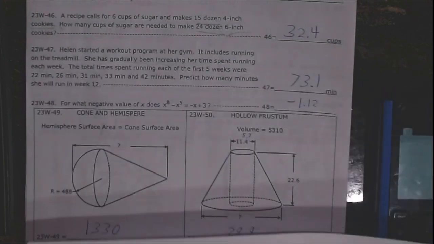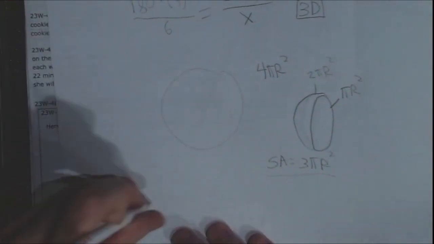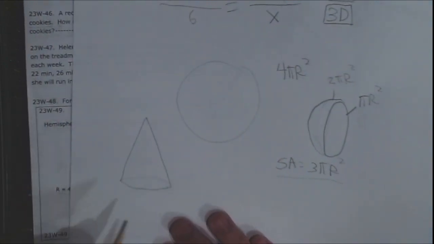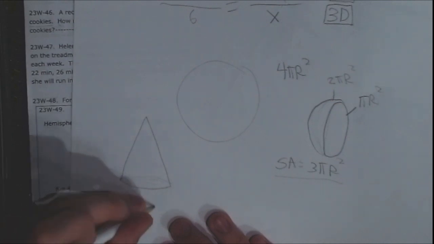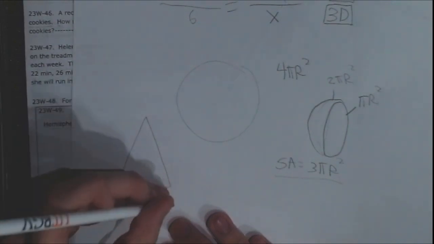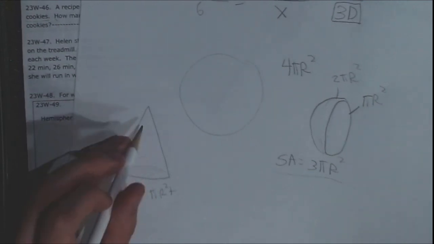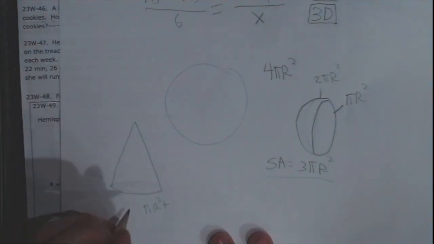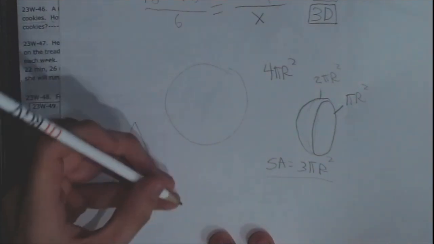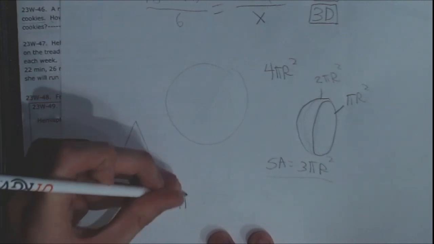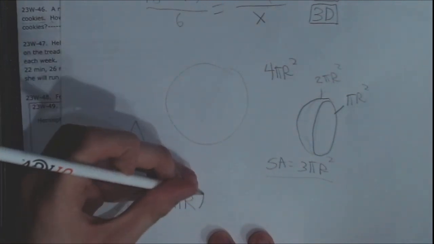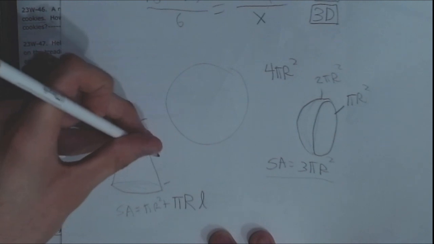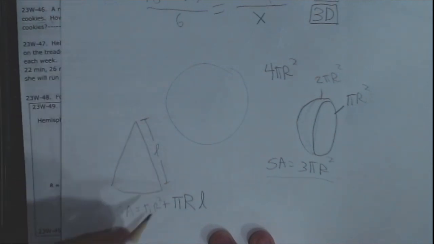Now the cone surface area is a little bit more tricky. I have this cone here. There's two parts to the surface area. There's the circular base on the bottom, that's just pi r squared. But then we have this lateral surface area here on the top. And so the lateral surface area of a cone is pi times r times your slant height. And my slant height is this little, well, slanted height right here. It's like the hypotenuse of the cone.